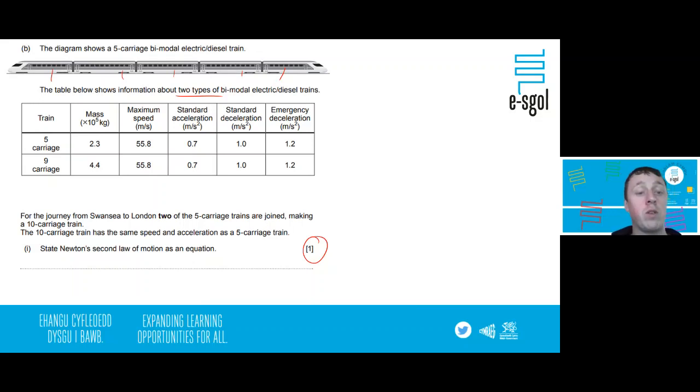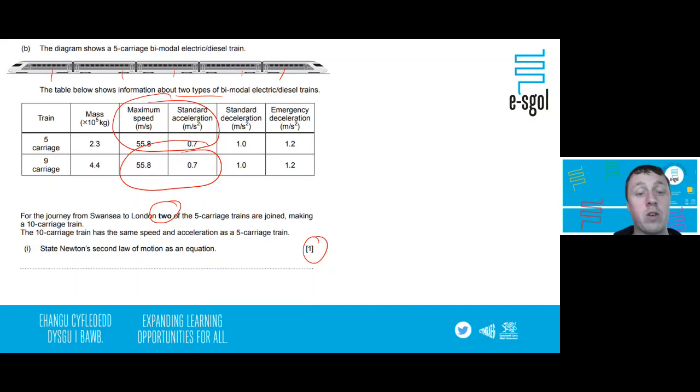For the journey from Swansea to London, 2 of the 5 carriage trains are joined, making a 10-carriage train. The 10-carriage train has the same speed and acceleration as the 5-carriage, but hopefully you notice that that's the same for the 9. State Newton's second law as an equation. So you might be thinking what you can do here.